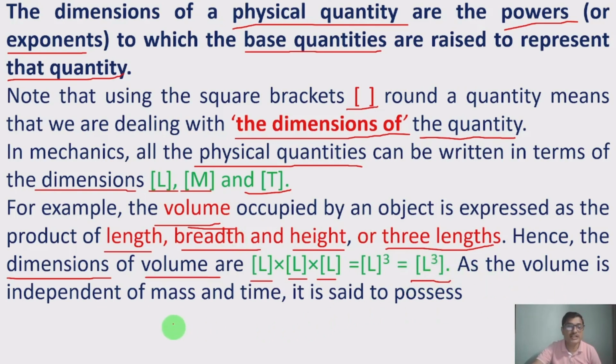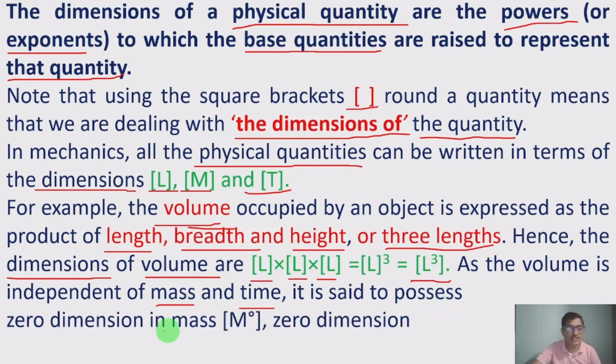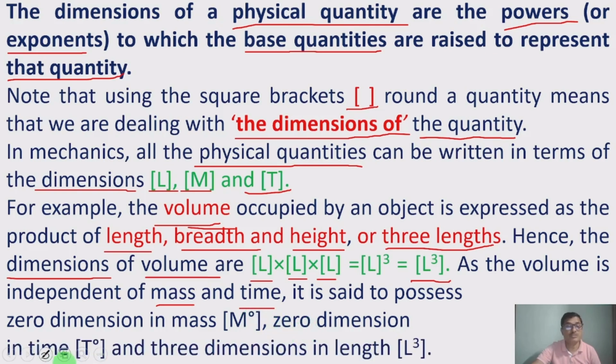As the volume is independent of mass and time, it is said to possess zero dimension in mass, that is M raised to 0, zero dimension in time, T raised to 0, and three dimensions in length, L cube, within the square bracket. This is the representation of the volume in terms of the dimensions.